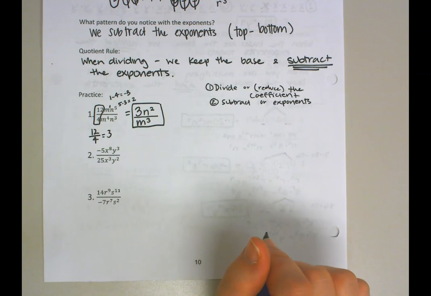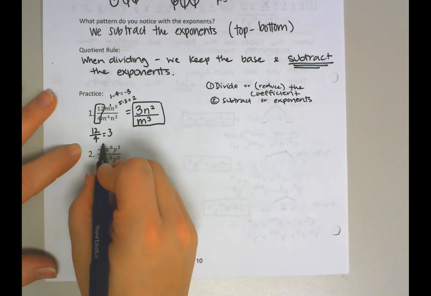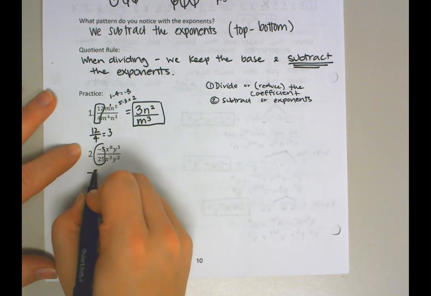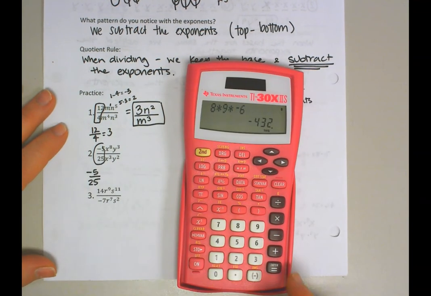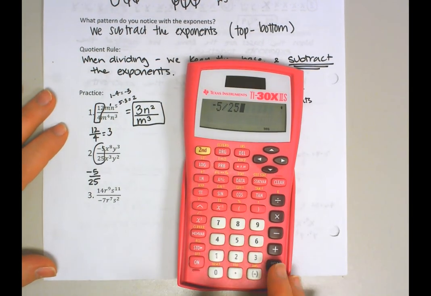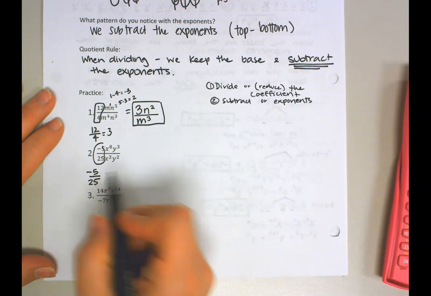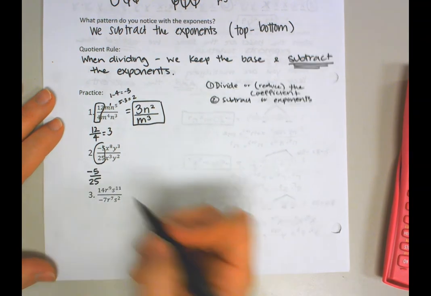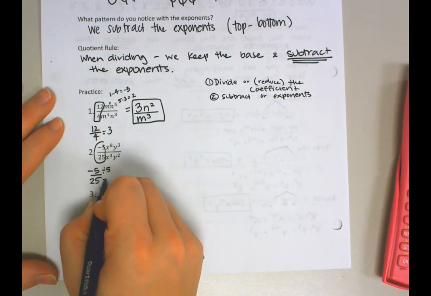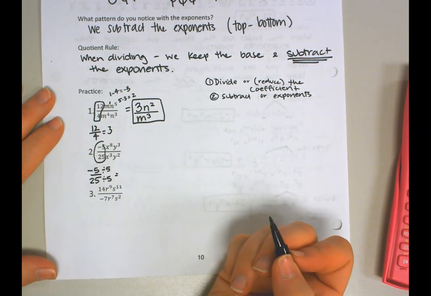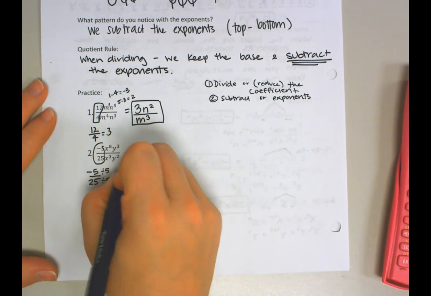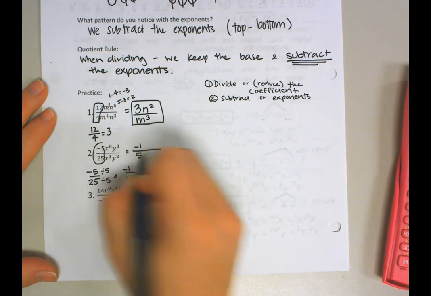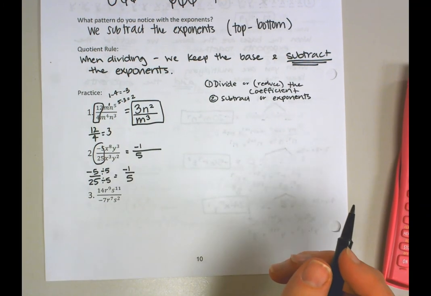All right, looking at number 2. First, if we take our leading coefficients, I've got negative 5 over 25. Negative 5 divided by 25 is not a pretty number. All right, that's not a whole number. So I can't divide, but I can reduce this fraction. I can divide the top and the bottom by 5, leaving me with negative 1/5.